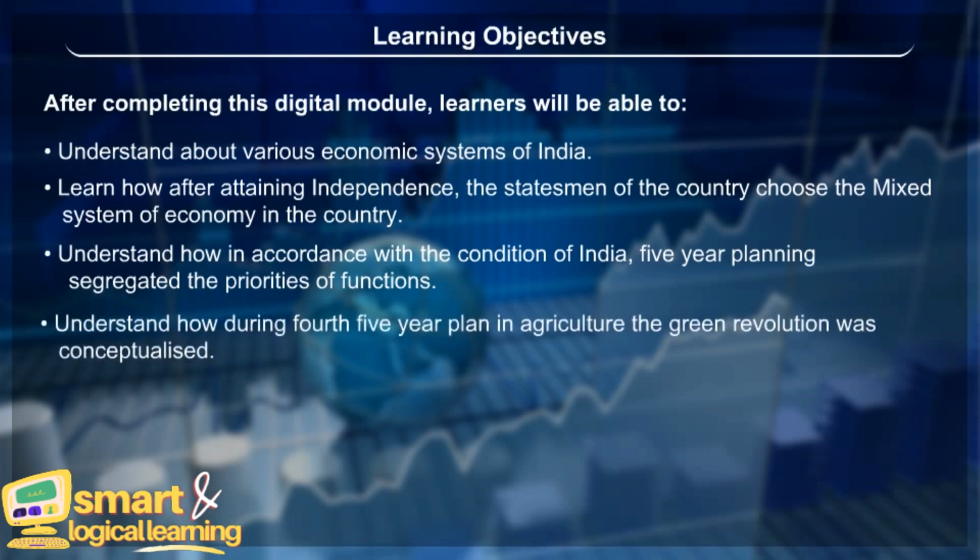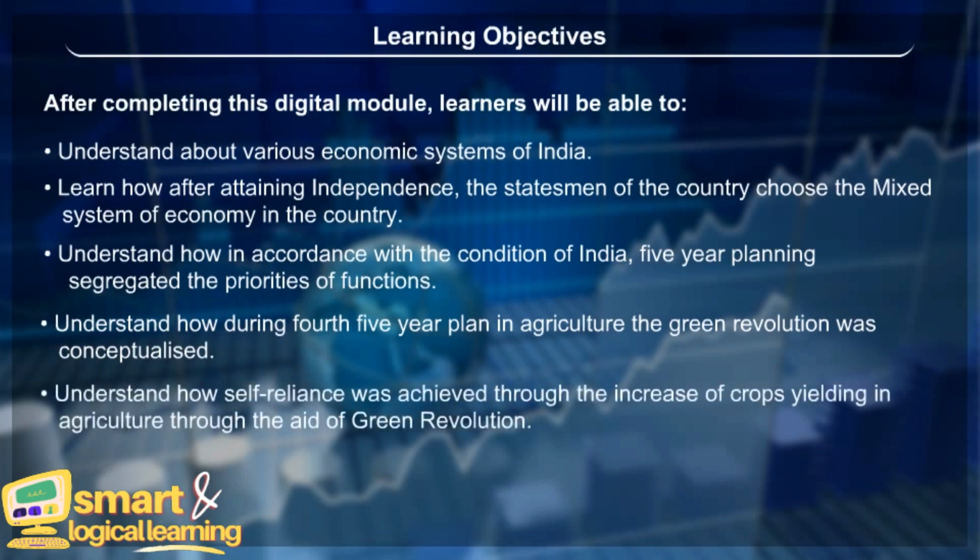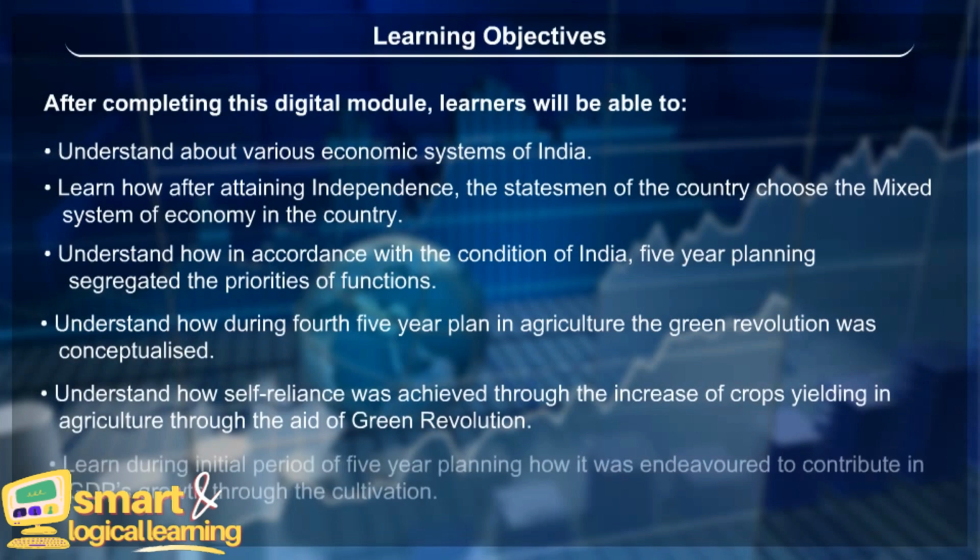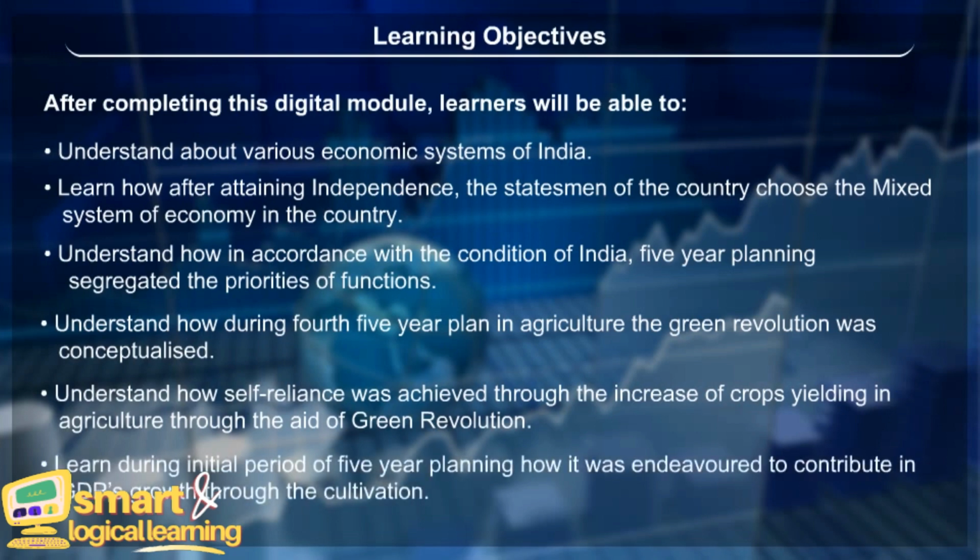Understand how during the 4th 5-year plan in agriculture, the Green Revolution was conceptualized. Understand how self-reliance was achieved through the increase of crop yields in agriculture through the aid of the Green Revolution. Learn during the initial period of 5-year planning how it was endeavored to contribute to GDP's growth through cultivation.